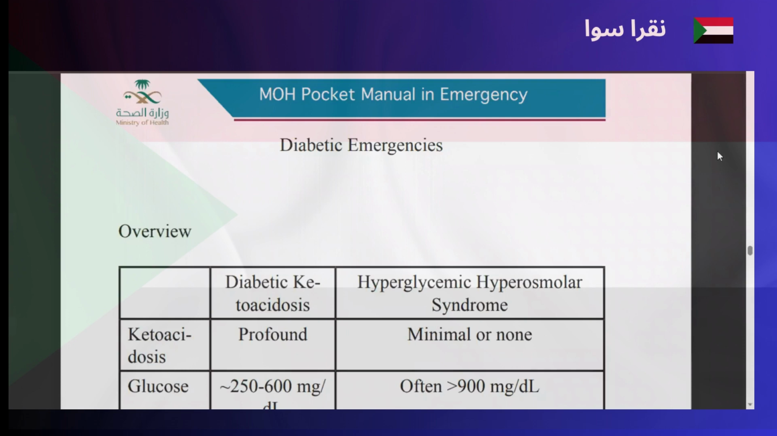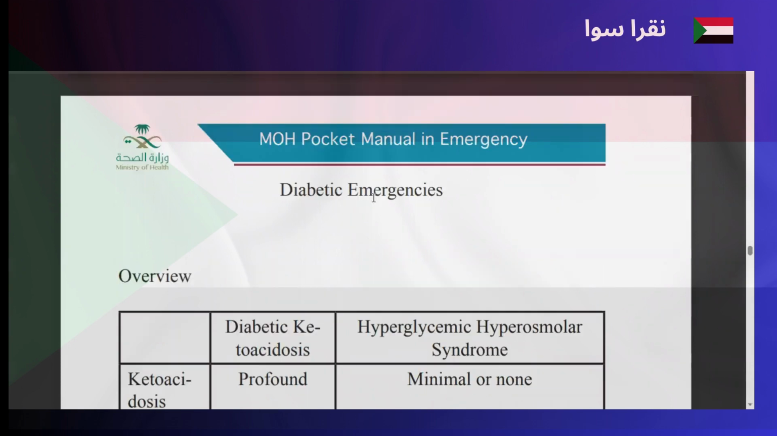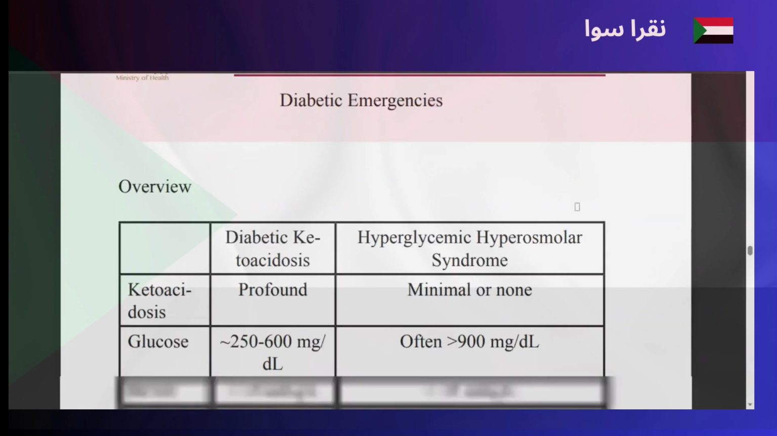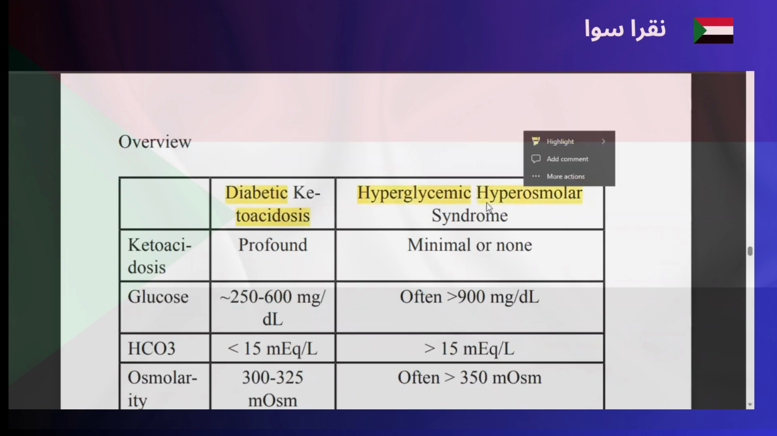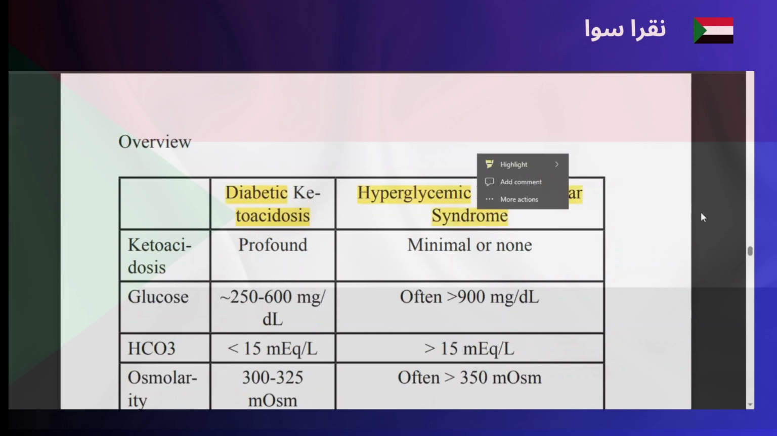Diabetes emergency, from the Ministry of Health Pocket Manual in Emergency, Saudi Arabia Ministry of Health. So, diabetic ketoacidosis, hyperglycemic hyperosmolar syndrome. These tables differentiate between DKA and hyperglycemic hyperosmolar syndrome.